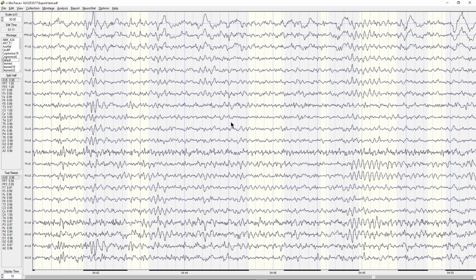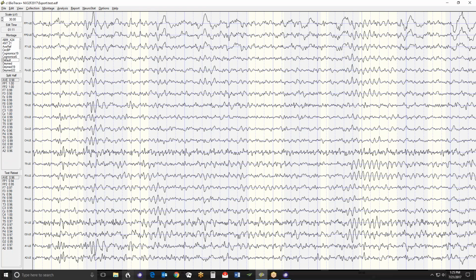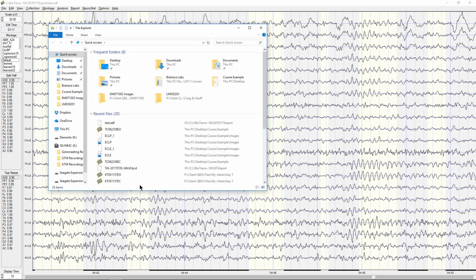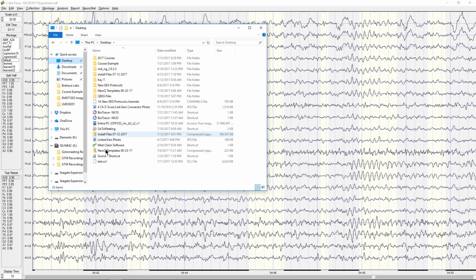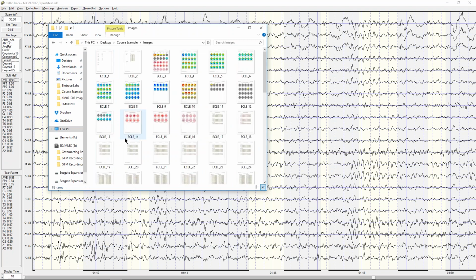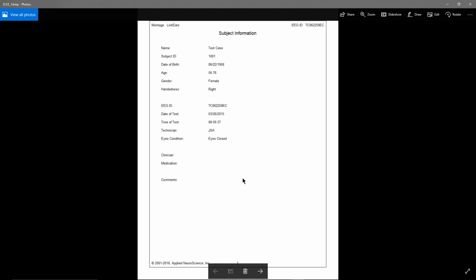So we produce the topographic maps from our assessment, whatever our assessment is, and for example, we have the images from our previous look at the eyes closed recording of that individual.